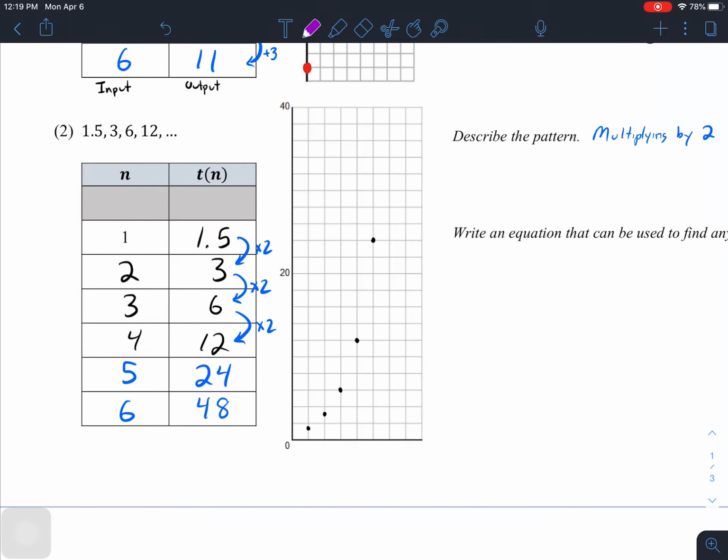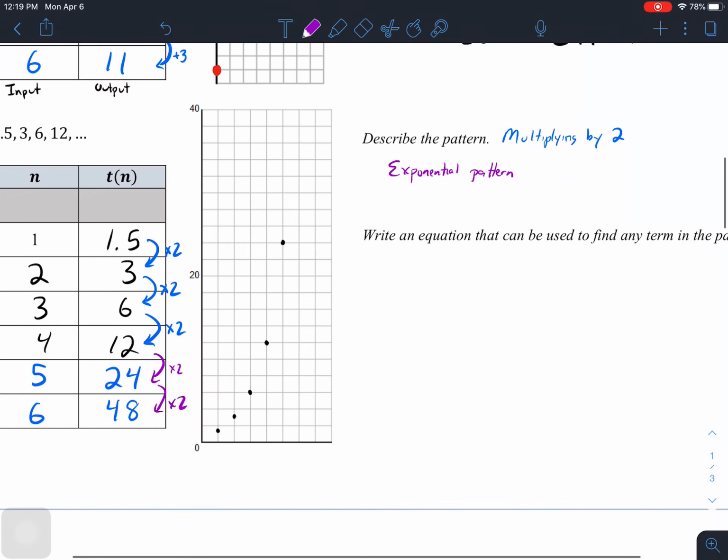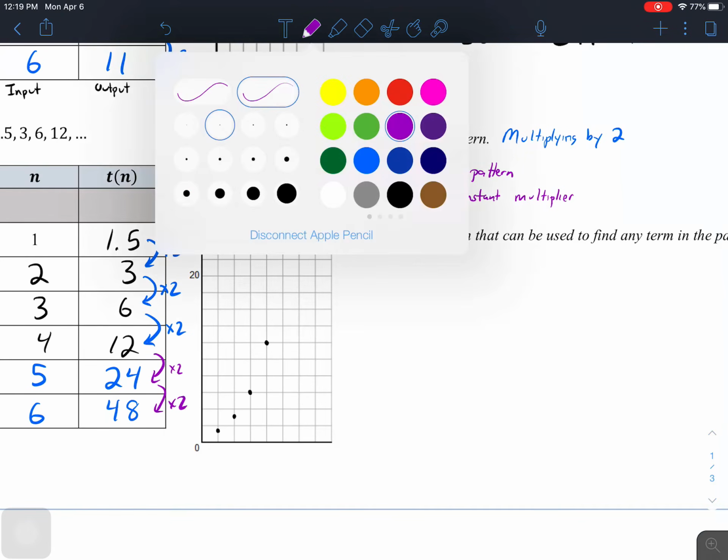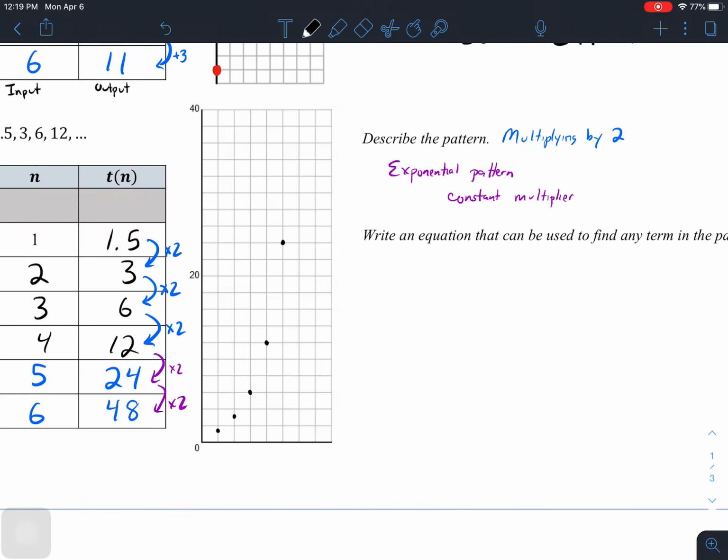Since we're multiplying, think about it, you're times 2, times 2, times 2, times 2, times 2. That's annoying to say. I could say that's 2 to the 5th if I look at the table. So we call this an exponential pattern, because you're multiplying by the same number every time. There is a constant multiplier, and in this case that is 2.